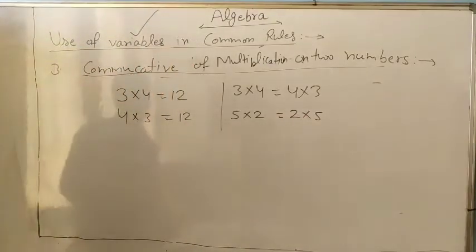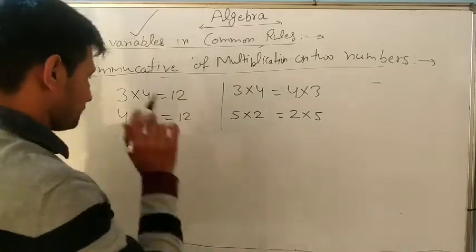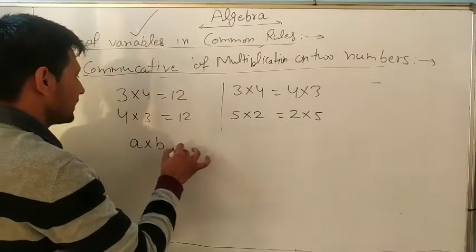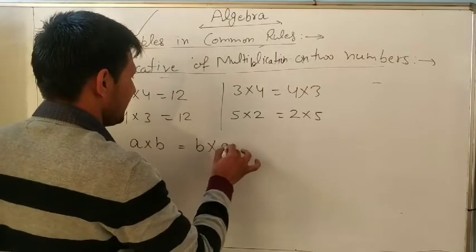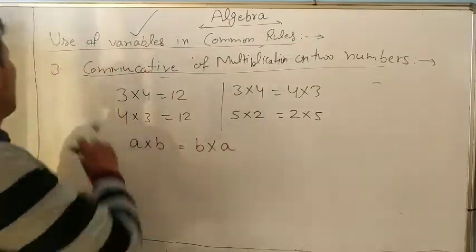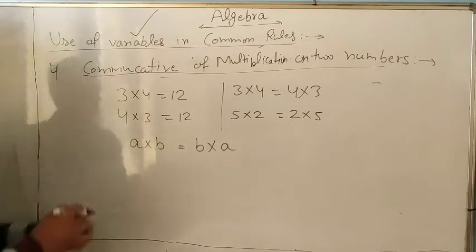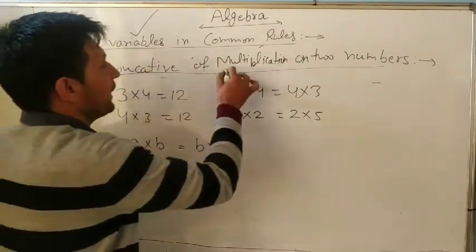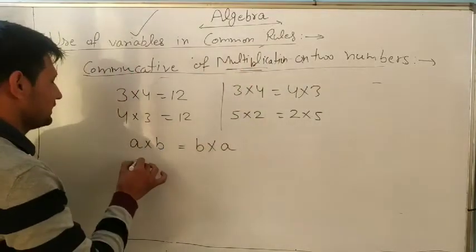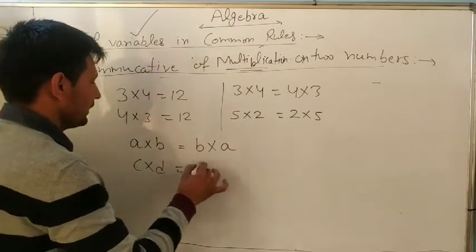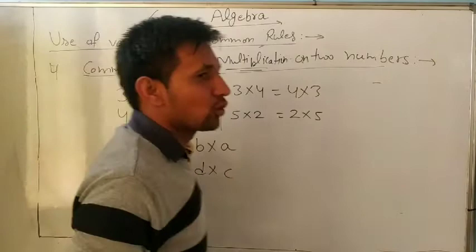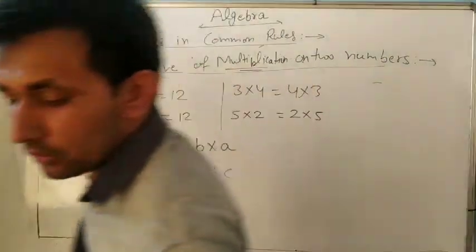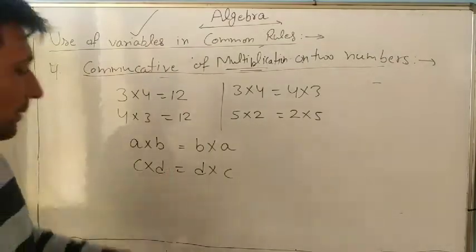Now the commutative property of multiplication on two numbers in variables. Variables mean A multiply B equals B multiply A. In the third property we had A plus B, but in the fourth, A multiply B. So this is the commutative property of multiplication. Otherwise you can write C into D equals D into C. So it is the commutative property of multiplication on two numbers, but in variables.